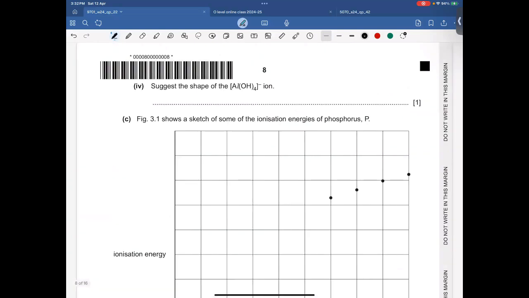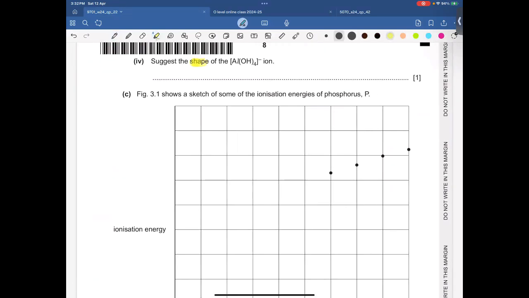Okay, next, suggest the shape of this ion. Aluminum has around 4 bonds. 1, 2, 3, 4. Since aluminum has 4 bonds around it and it has no lone pair, the total is going to be 4. Let me draw the 4 lines.